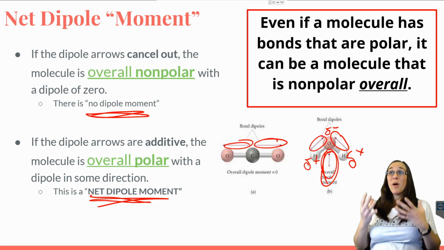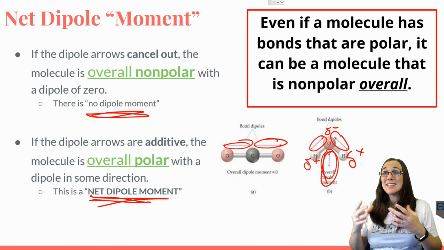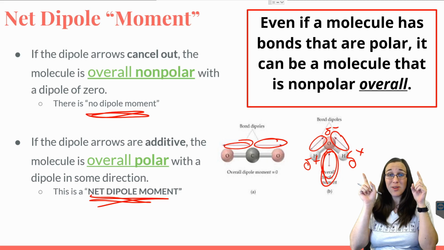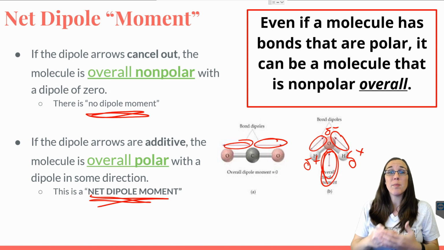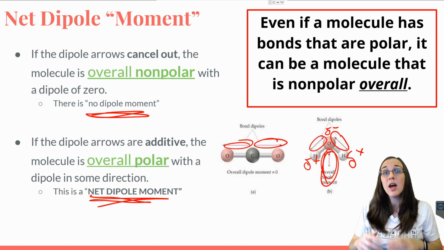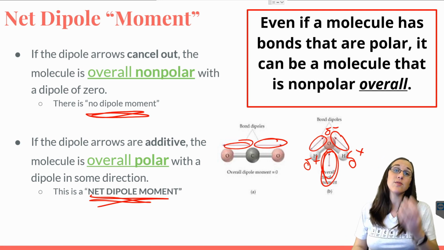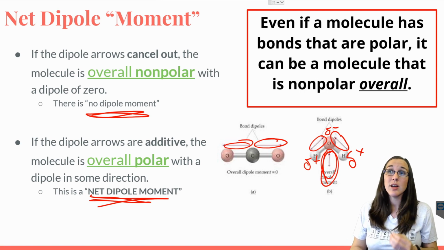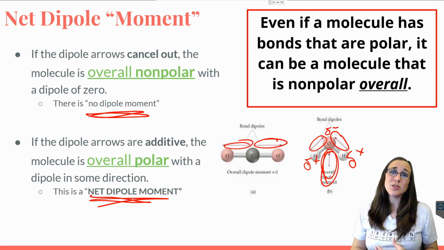So again, one thing that I saw a lot of students trip up on with this material is this concept above my head. So please write that down. Please repeat that to yourself. Even if a molecule has polar bonds, the whole molecule itself can be nonpolar overall if those vectors cancel out. So please do keep that in mind. That is an important distinction and does tend to trip up a lot of people as they're first learning this content.